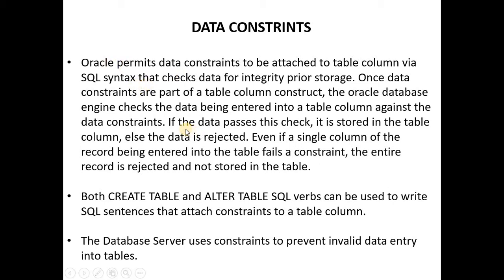That is, if the data passes this check, that is the constraint check, it is stored in the table column, else the data is rejected. Even if a single column of the record being entered into a table fails a constraint, then the entire record is rejected and is not stored in the table. That is to say, if you are entering a tuple or a row in a table, and the data for even one column fails, then the entire tuple is not inserted into the table, right?